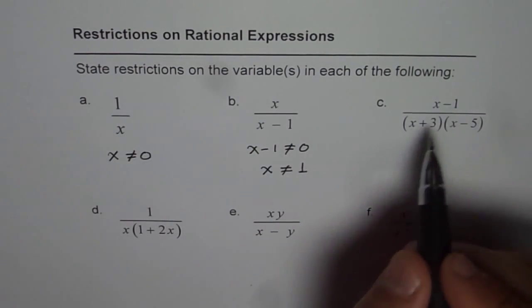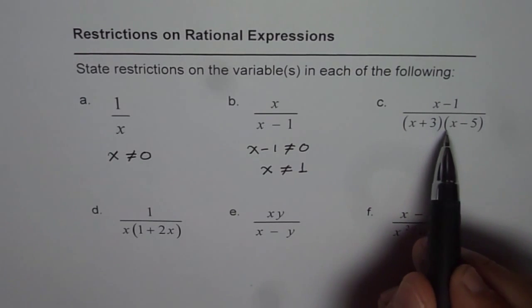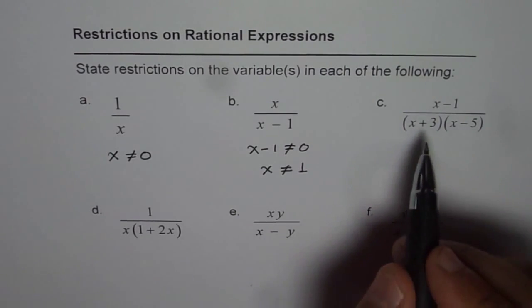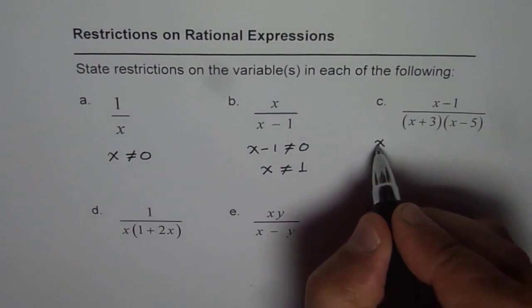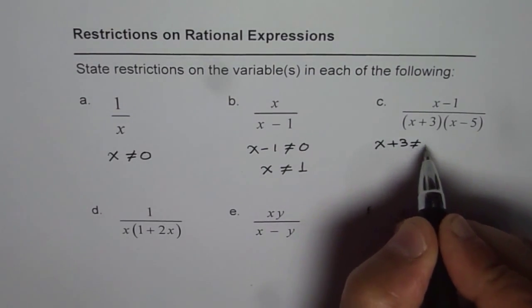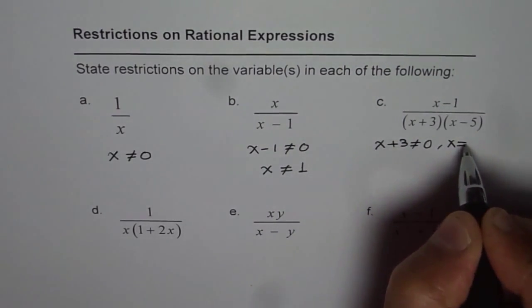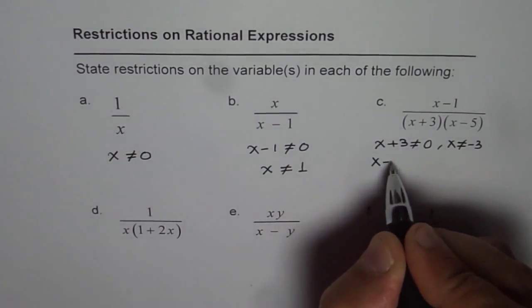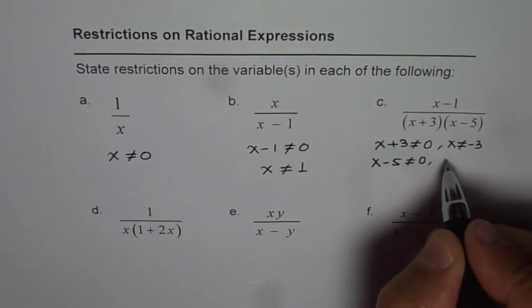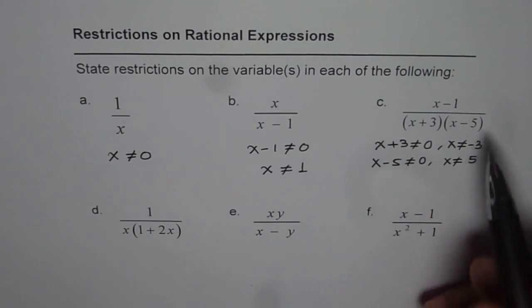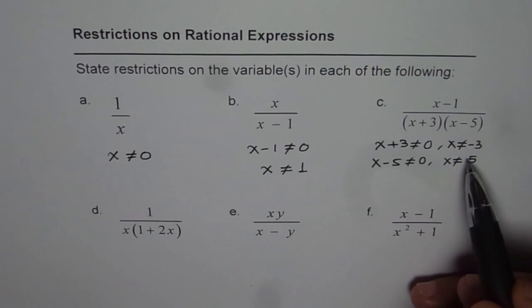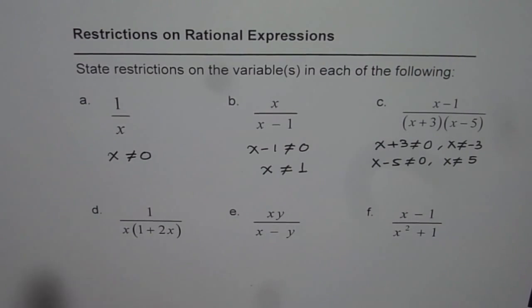Third one is x minus 1 divided by x plus 3 times x minus 5. Now these factors, x plus 3 and x minus 5, should not be 0. That means if I write x plus 3 not equal to 0, I get x is not equal to minus 3. And if I write x minus 5 is not equal to 0, x is not equal to 5. So we have two restrictions here in part C, and that is x is not equal to minus 3 and 5.